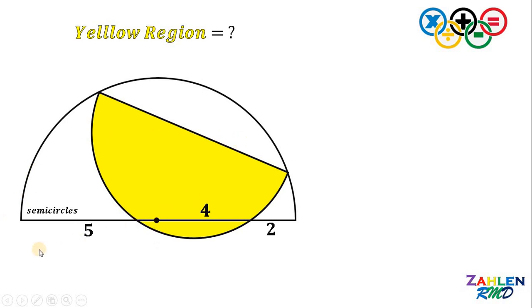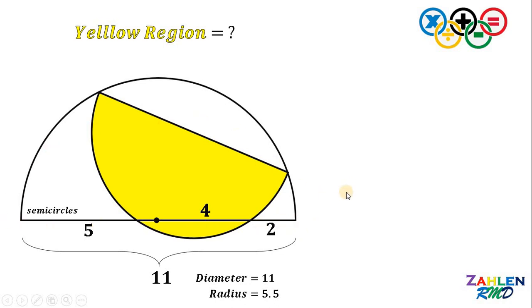Since the length of the diameter of this semicircle measures 5 plus 4 plus 2, or simply 11 units, the length of the radius of this big semicircle must be 5.5, or simply 11 over 2. It follows that this 4 is broken into 0.5 and 3.5. So we have 5 plus 0.5, which is 5.5, and 3.5 plus 2 will give us again 5.5.